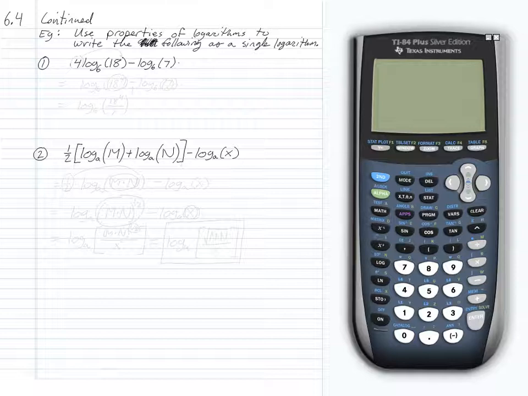For example, in this expression, 4 log base 6 of 18 minus log base 6 of 7, we can notice that my first term has a factor of 4 in it. Since I'm multiplying a logarithm by a constant, I can use the third property in reverse and pull that 4 inside as an exponent.